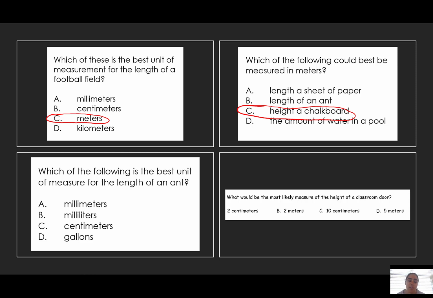Which of the following is the best unit of measure for the length of an ant? An ant is really, really tiny, so I would probably use millimeters, but you could probably use centimeters as well.